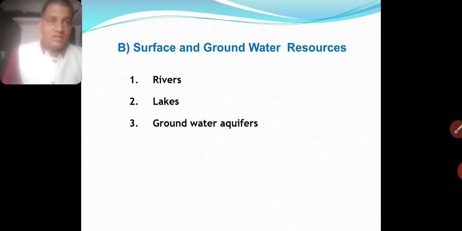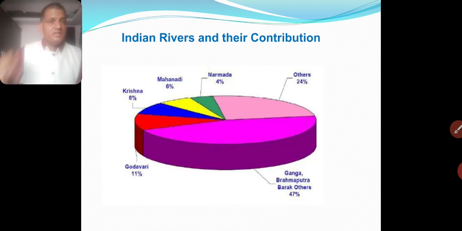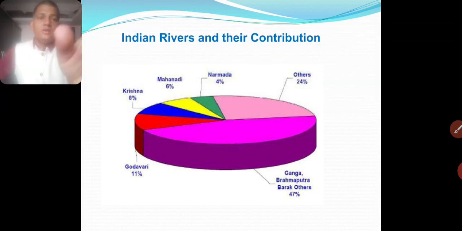Second, from surface and groundwater resources, India receives more water from rivers, lakes, and groundwater aquifers. Rivers, as we know, we have 12 major river systems: North India, South India, Central India. All these are the major rivers of the nation. If you look at their contribution, the maximum contribution is from the Ganga and Brahmaputra. They contribute about 47%. Godavari contributes 11%. Krishna contributes 8%. Similarly, some other rivers contribute 24%. So their contribution is major in this particular river resource.